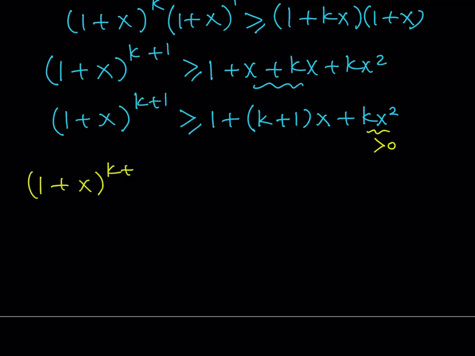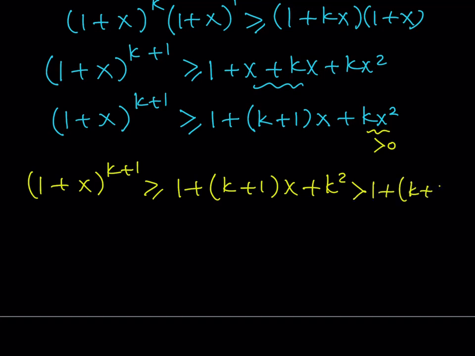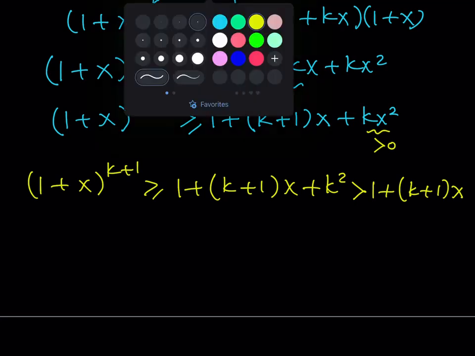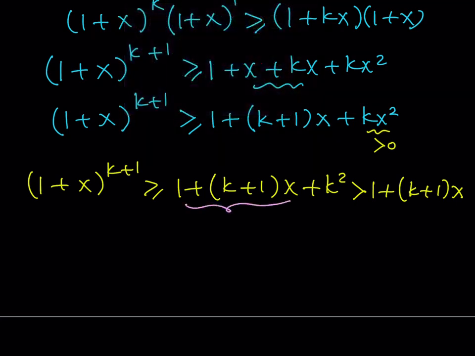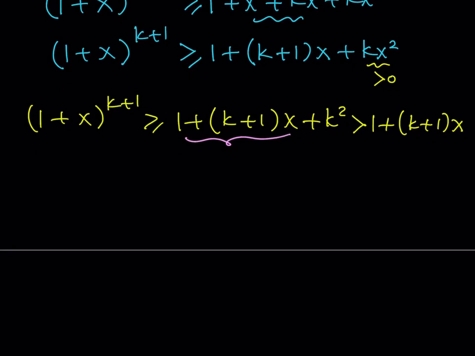What that means is our expression on the right-hand side is going to be greater than 1 + (k + 1)x, because I have the 1 + (k + 1)x, and I'm just adding a positive quantity to it. So if you forget about the stuff in the middle, we can safely say that (1 + x)^(k+1) is greater than or equal to 1 + (k + 1) times x. And this is what we were trying to show.